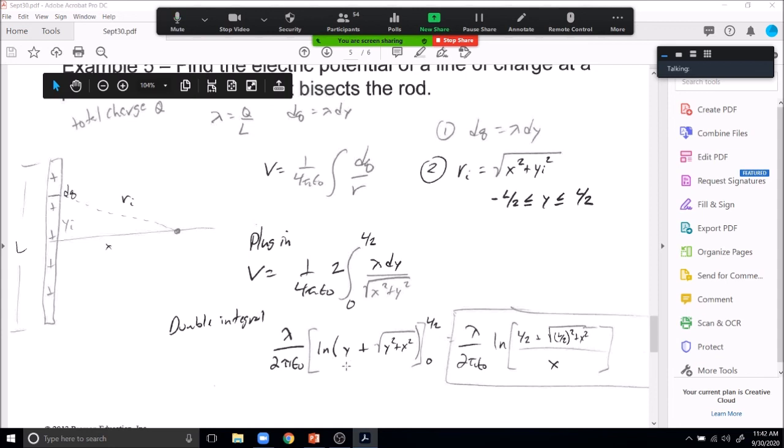But that's what we get here. So anyway, the lambda comes out, factor 2 cancels, and I'm left with this ln of y plus radical y squared plus x squared. And I evaluate through the limits, and I end up with this expression right here. That is what the electric potential is at a point somewhere along the x-axis, right here. Okay, so the y's were variables initially, but now this is a function of x. And if I want to know what the potential is at different locations along the x-axis, well, guess what? I just plug in different values of x here. Okay. All right.